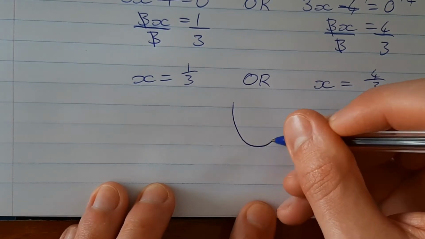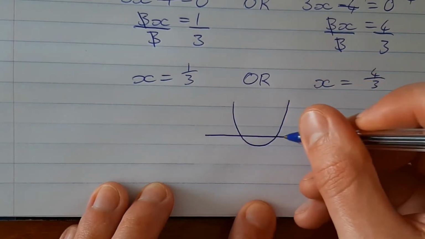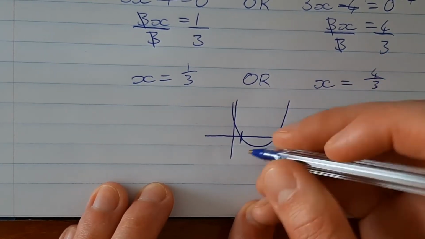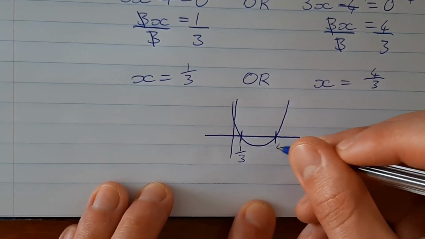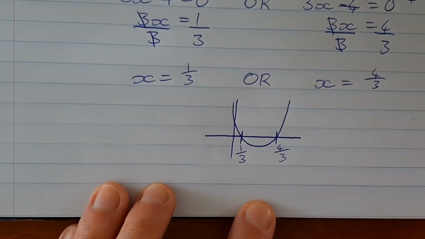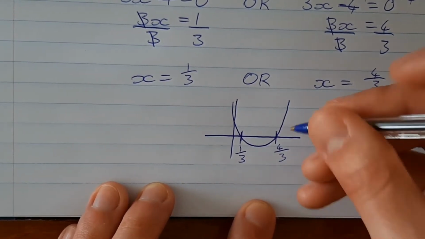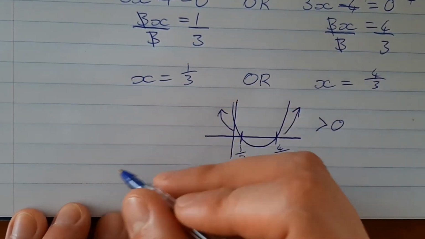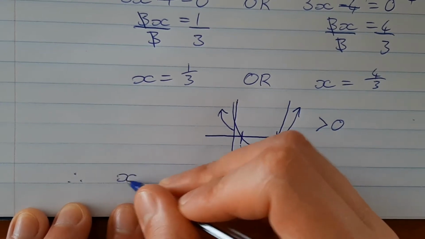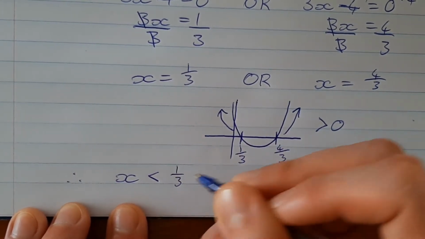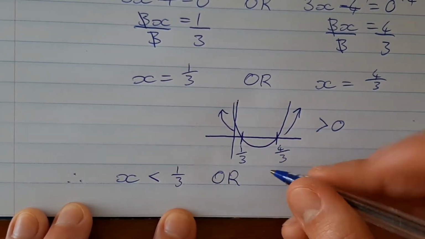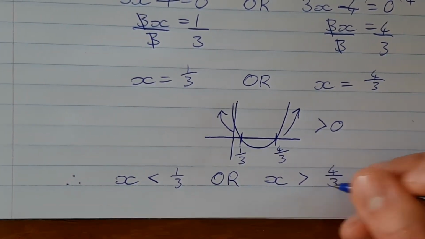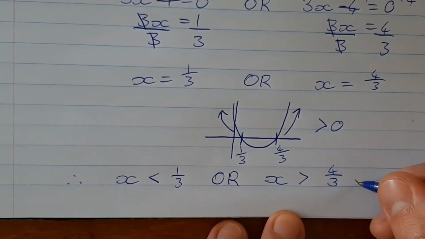Now that we have these intersection points, we can compare the equations. Remember what the question is. If we draw a positive parabola that intersects the x-axis at 1 over 3 and 4 over 3, we see that x needs to be less than 1 over 3 or greater than 4 over 3 for the equation on the left-hand side to be less than the equation on the right-hand side of the question. Remember to report the values of x correctly. Many of my students miss out on full marks because they failed to write this last line.